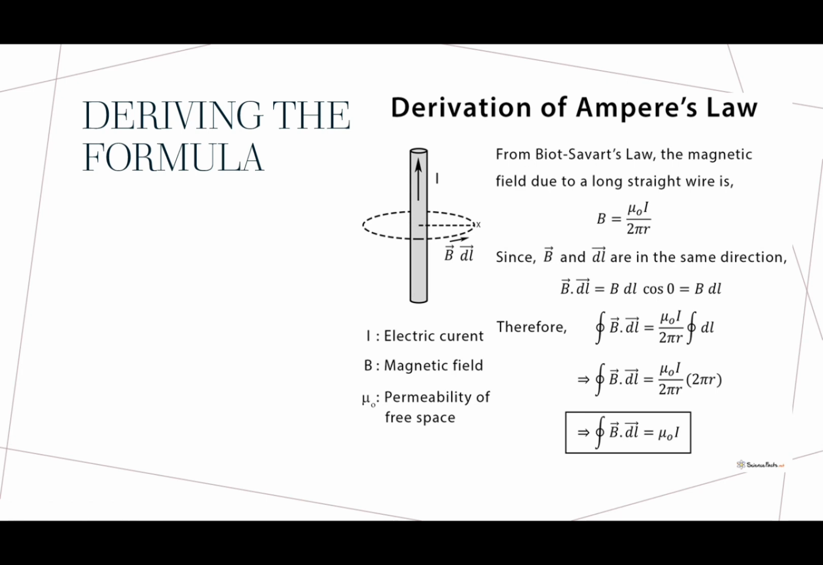Next, we're going to derive the formula. This is a derivation of Ampere's law. First of all, use this really important formula, Biot-Savart law, and then it shows in the diagram. Since B and dl are both vectors, but pointing in the same direction, B dot dl equals B times dl times cosine 0, which is 1. So we get B and dl as a scalar. Then you substitute this formula into B and get dl. dl is 2 pi r. So you get this formula at the end.